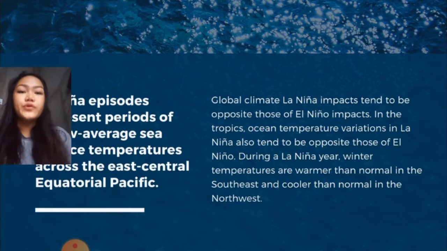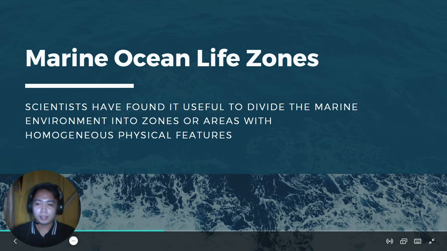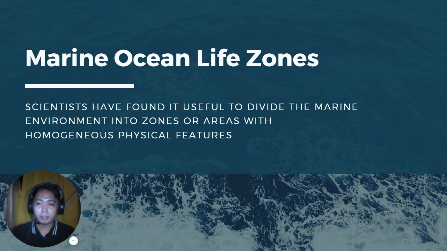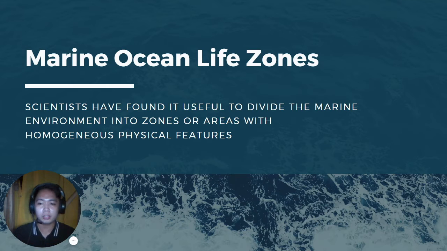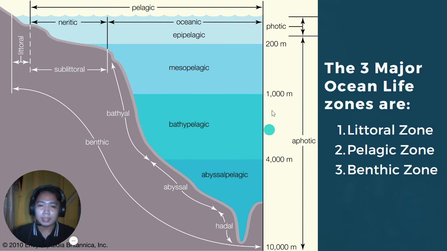So at this point, let's discuss the different marine ocean life zones. Scientists have found it useful to divide the marine environment into zones or areas with homogeneous physical features. This is important in order to understand how organisms live, behave, and adapt to the different environments in the ocean. Basically, there are three major ocean life zones.